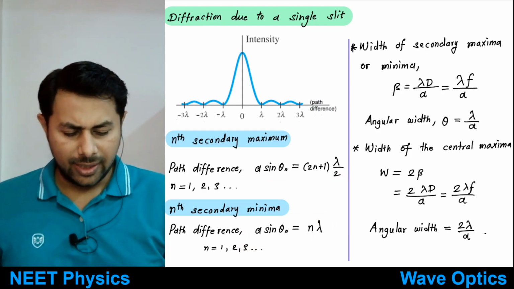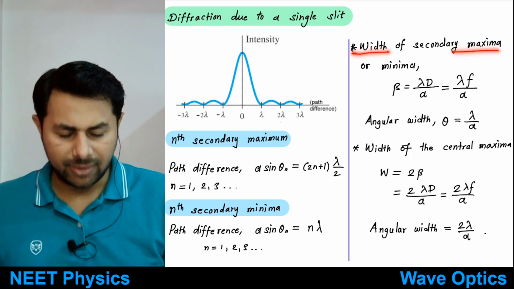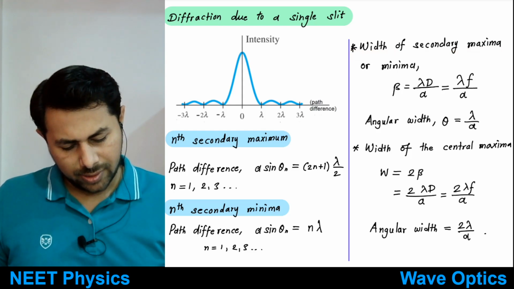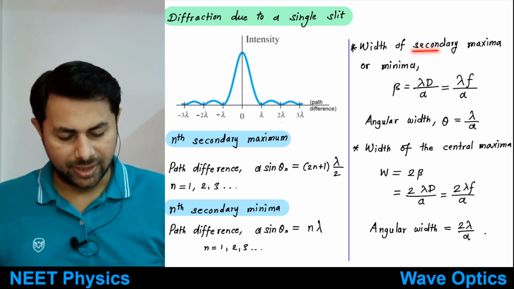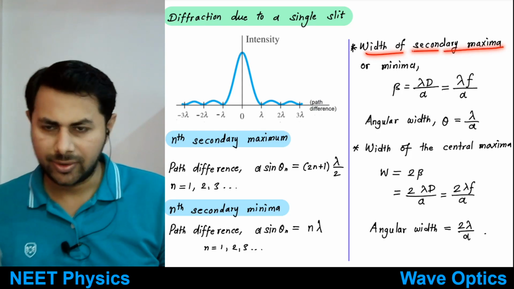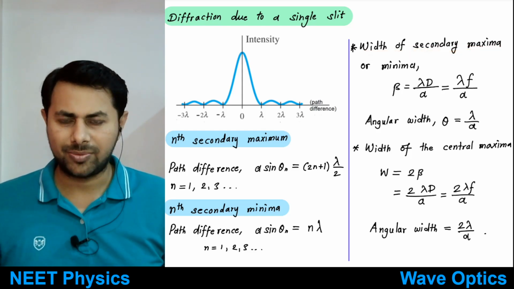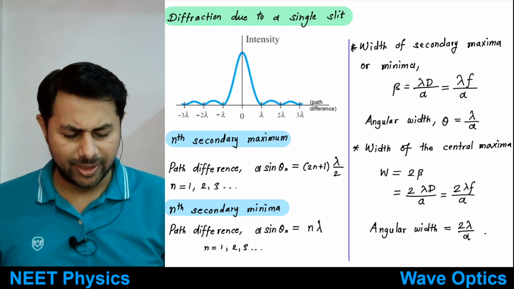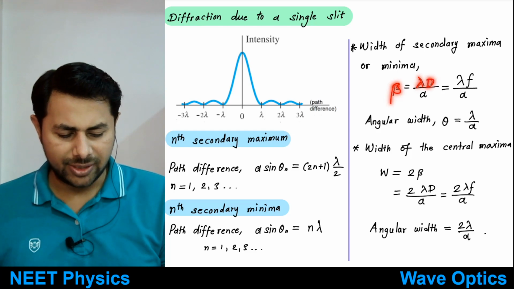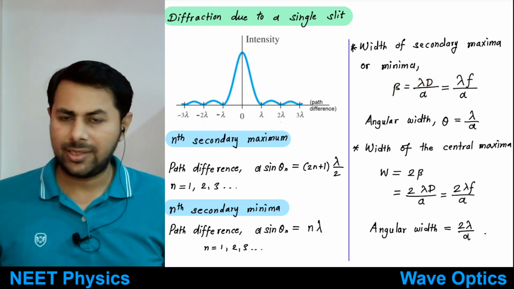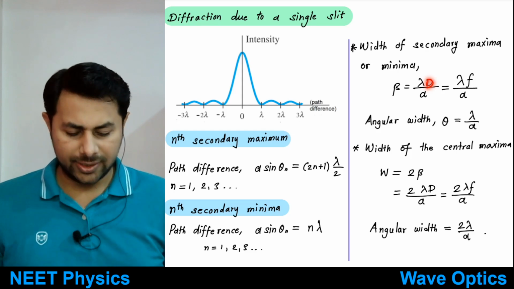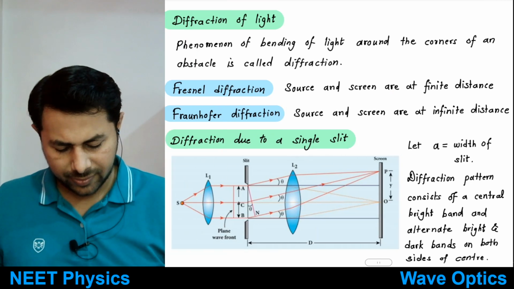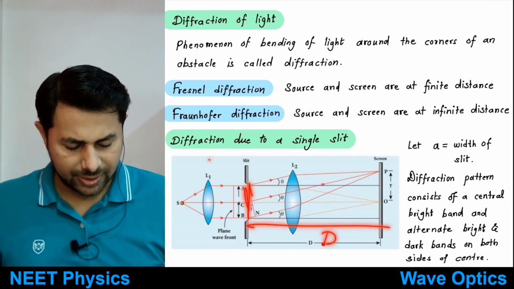Okay, and then what would be the width of central maxima? So, this is width of secondary maxima or minima. It is just similar to that of Young's double slit experiment. So beta is equal to lambda times d by a. So lambda is the wavelength of light. What is d? D is the distance between the source and screen, that is slit and screen. It is this distance is d.